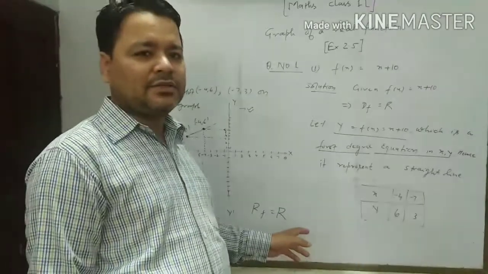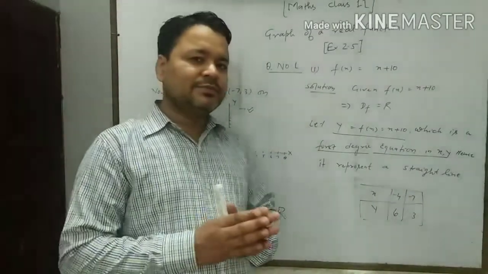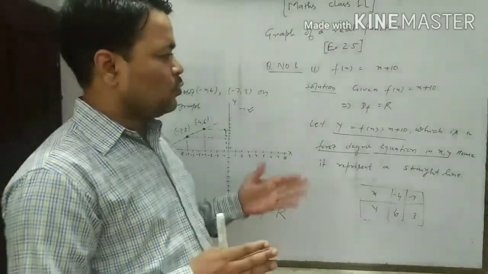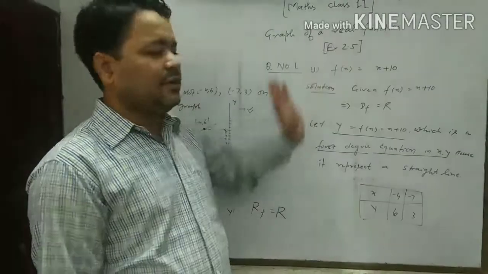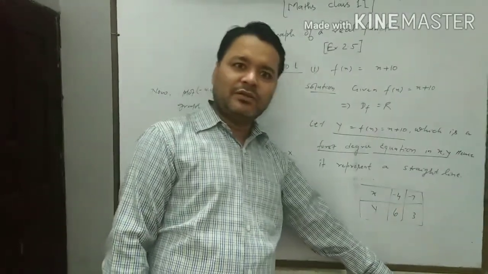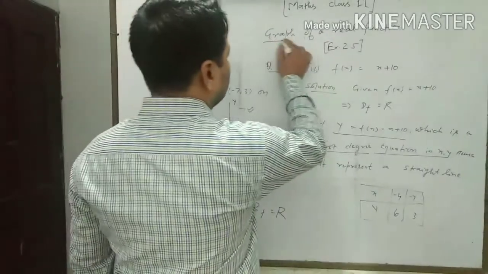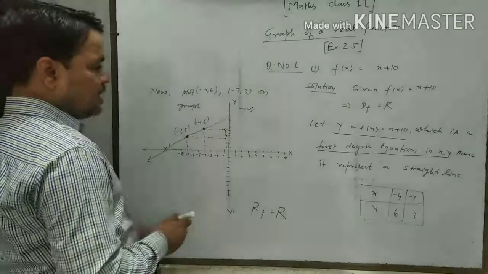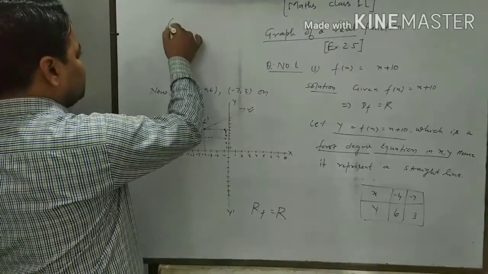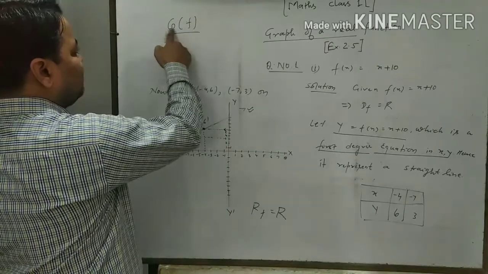And we know that if the domain and codomain both are real, then it will be a real function. Now, what is the graph of a real function? Actually, the graph of a real function is represented like this: graph of real function f.